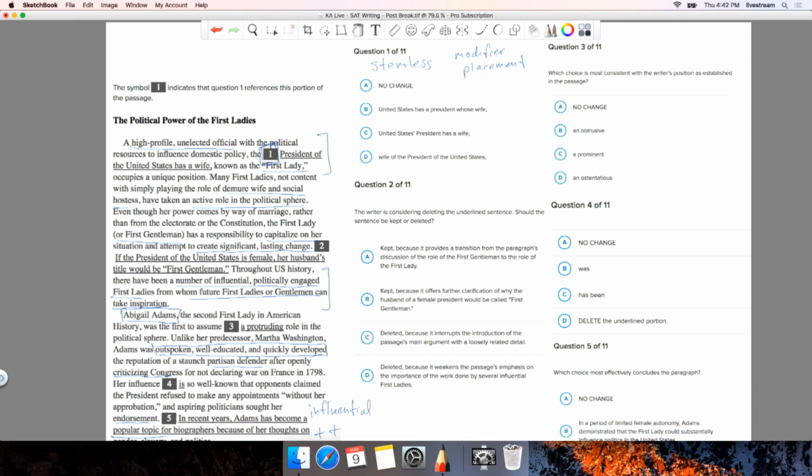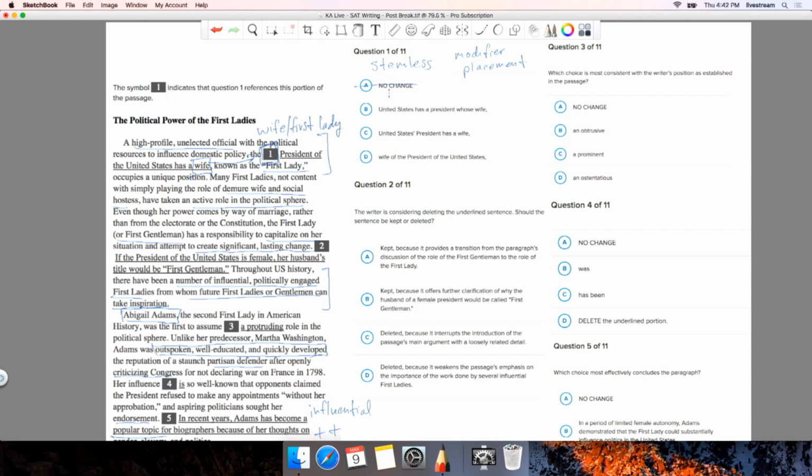So that phrase is a high-profile unelected official with the political resources. So that's referring to the wife or the first lady. But the passage doesn't have that. It says, we have all of this description about the first lady or the first gentleman, and then it says the president of the United States. And so we're not talking about the president. And so to fix that, what we can do is move this wife, in this case, to be a little closer. And so let's take a look at the answer choices.